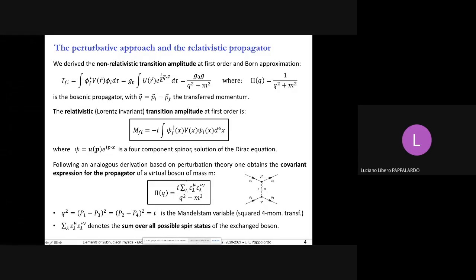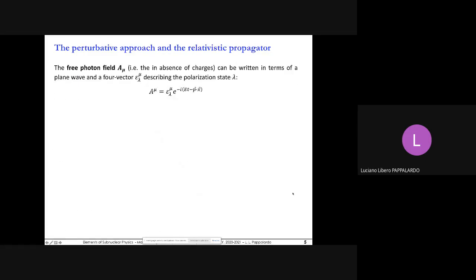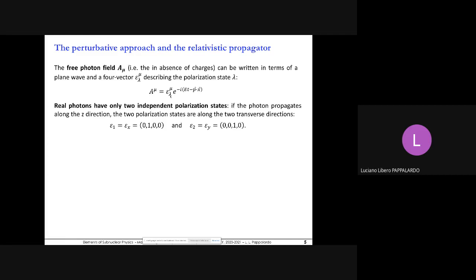But what about the numerator? In the numerator, we have this object here, which denotes the sum over all possible spin states of the exchanged boson, in this case the exchanged photon. So let's now see what the possible spin states of a photon are. In general, a free photon field A^mu, free meaning in the absence of charges around, can be written in terms of a plane wave and a polarization vector, epsilon_lambda, that describes the polarization state of the photon. Now, real photons can only have 2 independent polarization states.